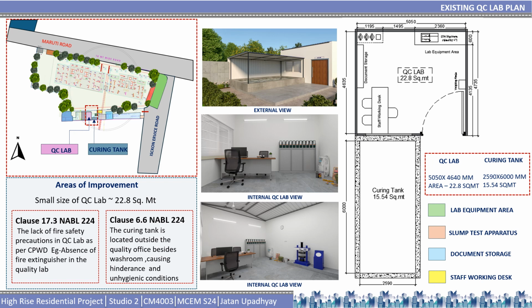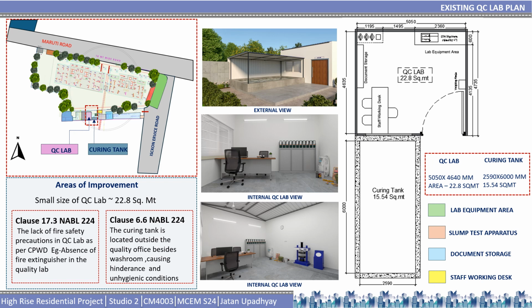So coming to the quality control lab on the site. The QC lab is situated near the safety offices. The total area of the QC lab is around 22 square meters. These are the different views, like external views and internal views of the QC lab. There are a lab equipment area, slump test apparatus, document storage, and staff working desk in the QC lab. The curing tank is located outside the QC lab, and is around 15 square meters.